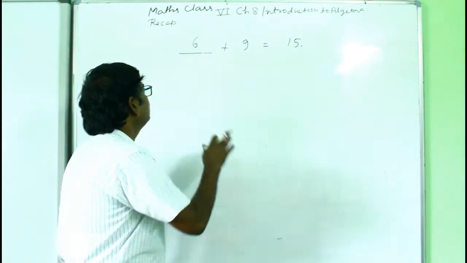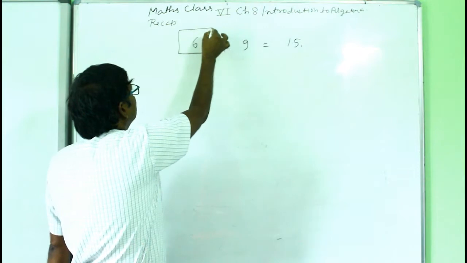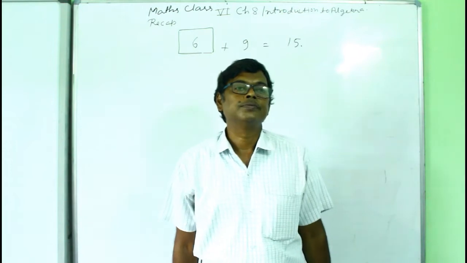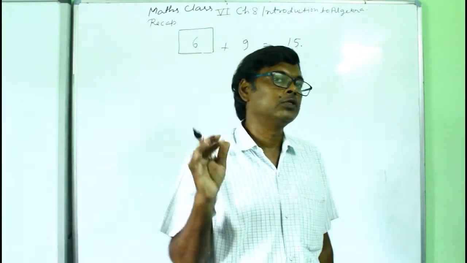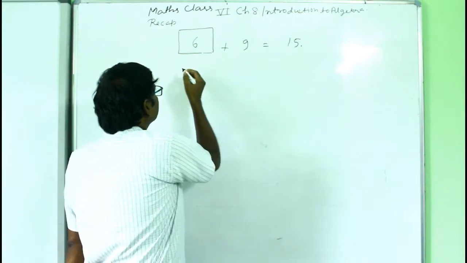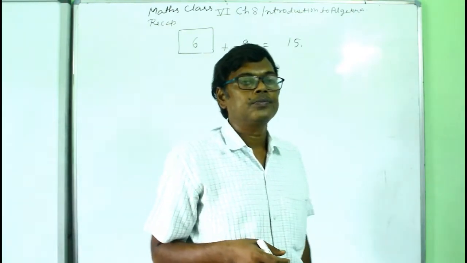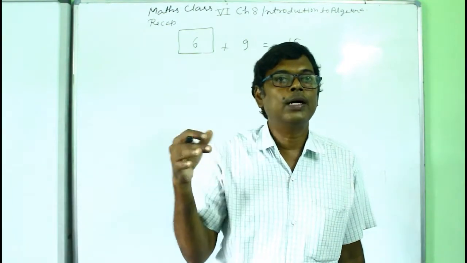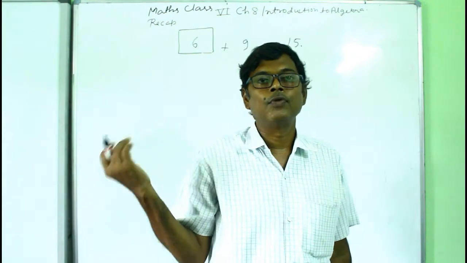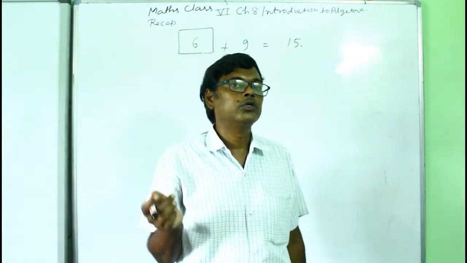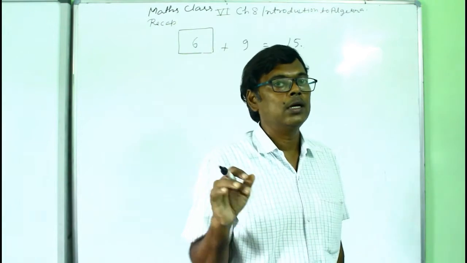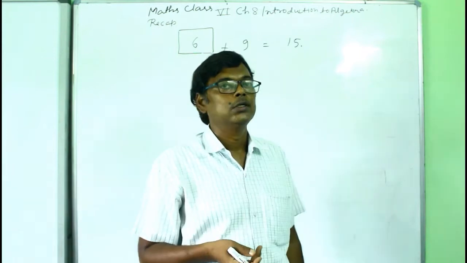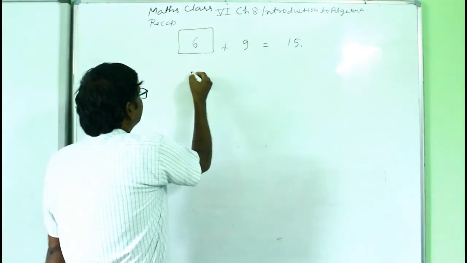Now here we have this dash, or you can also draw a box here. That is, this plus 9 equal to 15. So this box represents the unknown number. There will be some number there. So here in algebra we replace this box by some English alphabet, and most frequently used English alphabets are X, Y, Z, U, V, W, etc. So this is the starting point of algebra.